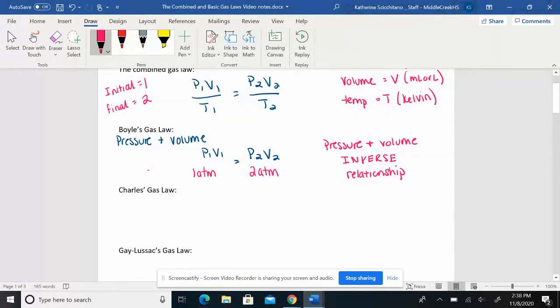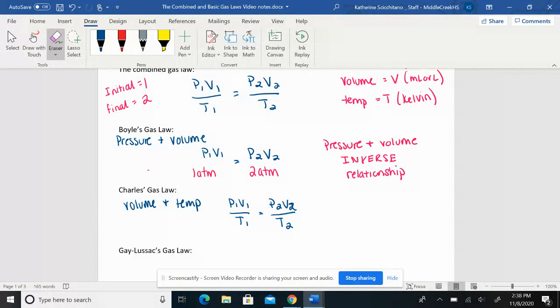Next up is Charles' gas law. Charles' gas law is looking at volume and temperature. And so, again, we can start with our combined gas law, P1V1 over T1 is equal to P2V2 over T2. Because we're only concerned with volume and temperature, that means that our pressure is not changing in those types of problems. So we can get rid of the pressure variable. And so Charles' gas law is going to be V1 over T1 is equal to V2 over T2. Now, looking at this math equation, because our variables are divided by each other, they're going to have a direct relationship. So volume and temperature have a direct relationship.